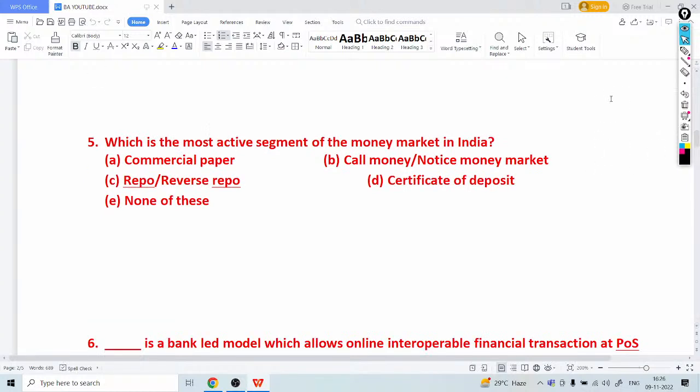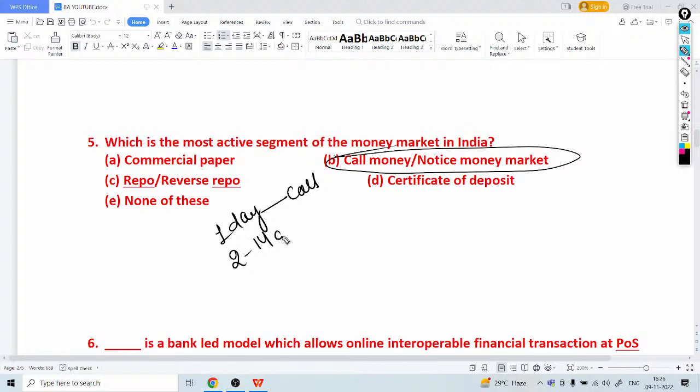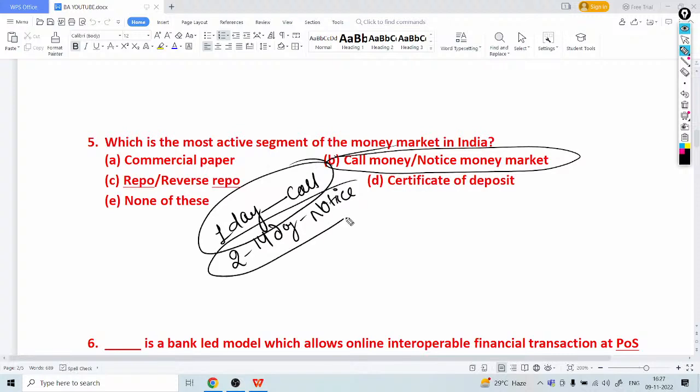Question number 5. Which is the most active segment of the money market in India? The most active segment of the money market in India is the call money and notice money market. Call money means if a bank or financial institution takes a loan on a 1 day basis, that is called call money. If it is 2 days to 14 days, it is called notice money. One is called call money and one is called notice money. Got it?